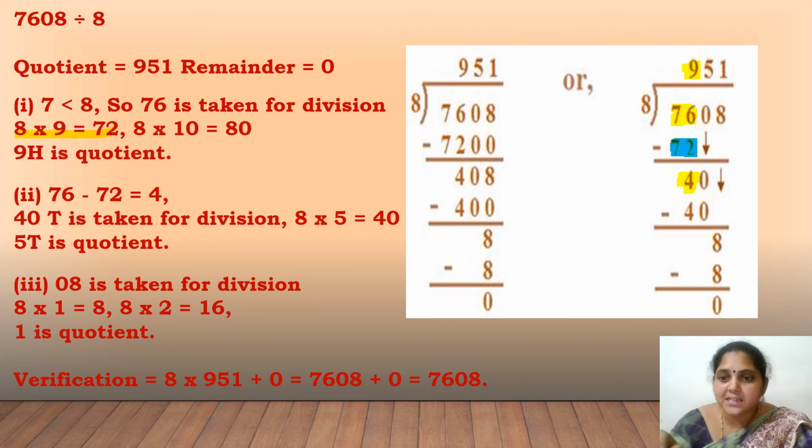What is the digit in the tens place? It is 0. Now what is your total number? Your total number is 40. Now what is the nearest number for 40 in the 8 table? It is 8 fives are 40. So write 5 on the tens place and write 40 down. Now 40 minus 40, what will be your remainder here? Your remainder is 0. But 0 is less than 8.